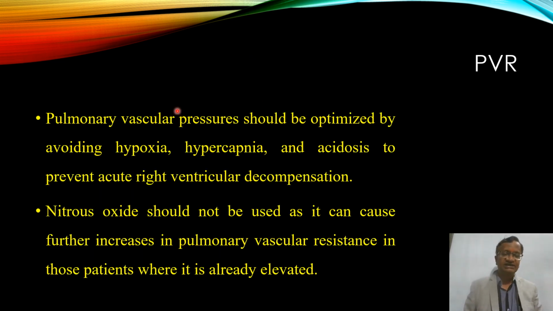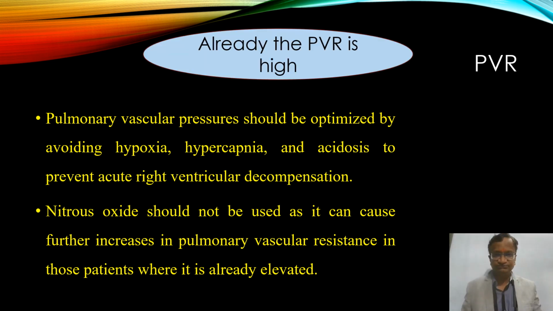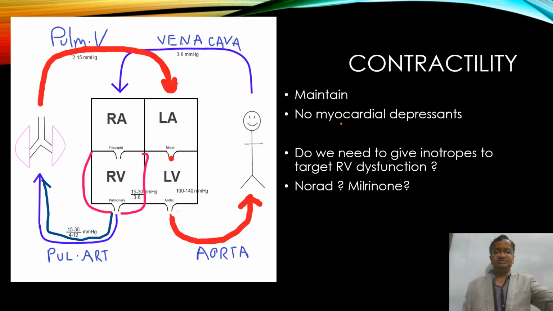Now we have told about other things. Now we get into pulmonary vascular pressures should be optimized. There should not be hypoxia. There should not be hypercapnia. There should not be acidosis. All these things may increase PVR and your RV dysfunction will come. Nitrous oxide is not ideal because it may cause increased PVR. So we should not cause increased PVR. PVR should be normal or slightly decreased. This is from the cardiac grid in managing a patient with mitral stenosis. Hypoxia, hypercarbia, acidosis, no. Nitrous oxide, preferably no. Already the PVR is high.